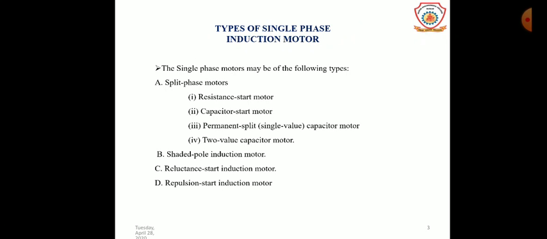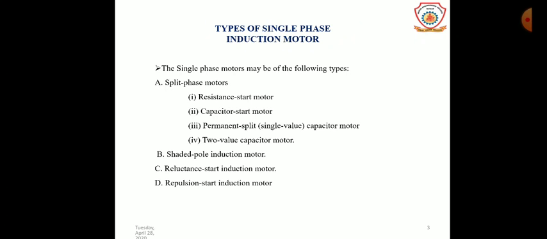Types of single phase induction motor. The single phase induction motor may be classified into the following categories. First is split phase motors, second is shaded pole induction motor, third is reluctance start induction motor, and fourth is repulsion start induction motor. The split phase motors are again subdivided into four categories. First is resistance start motor, second is capacitor start motor, third is permanent split or single value capacitor motor, and fourth is two value capacitor motor.